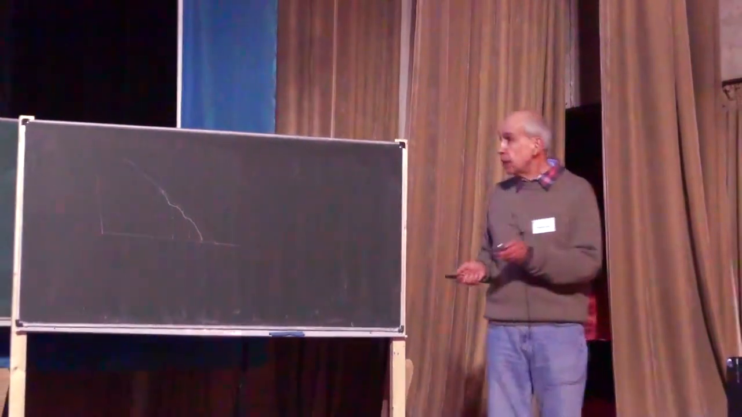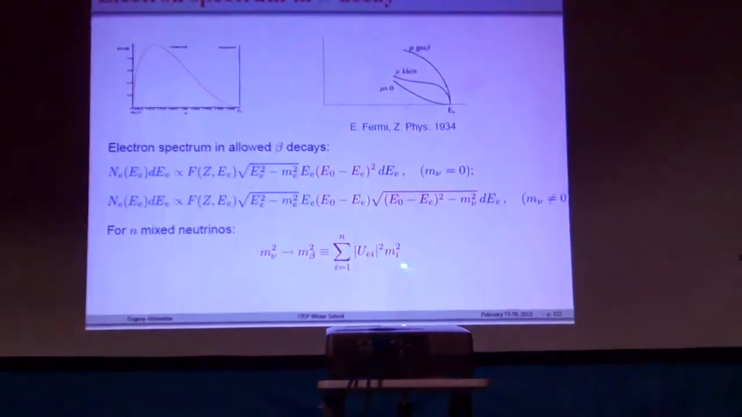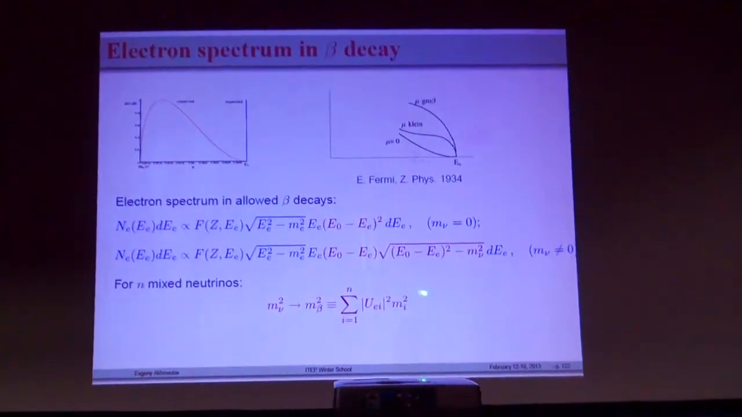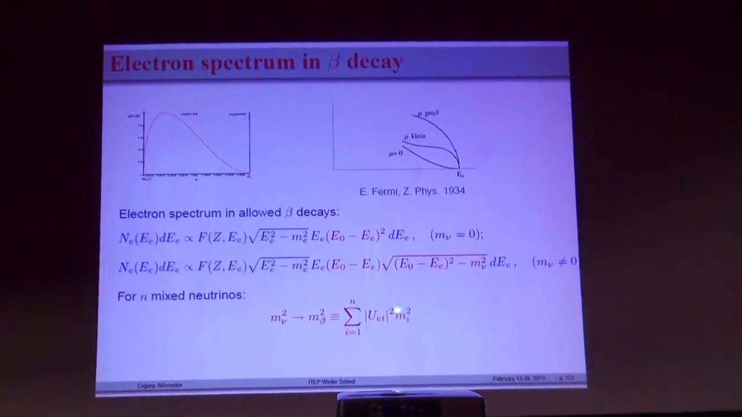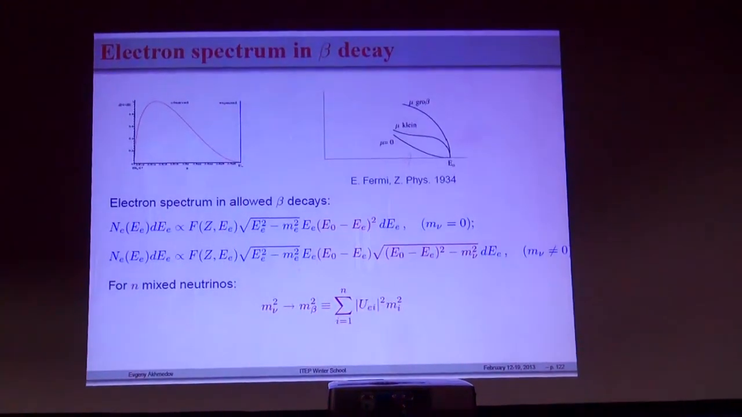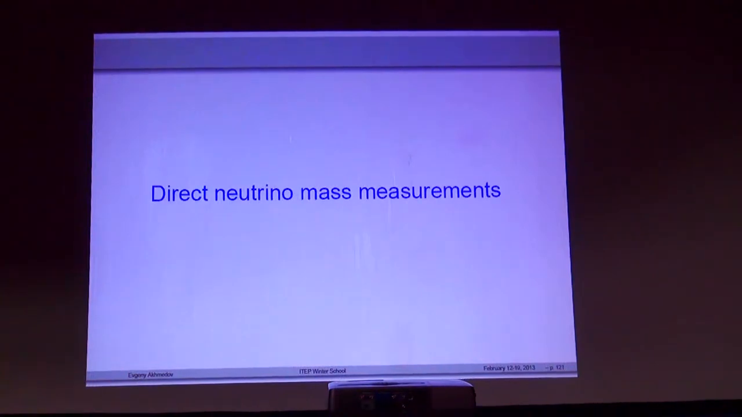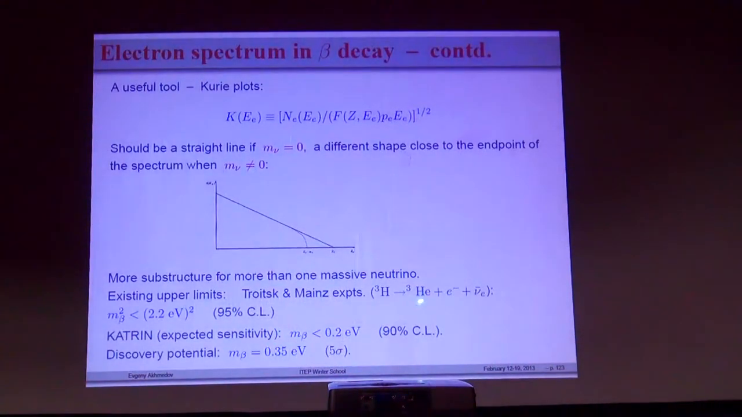What we measure instead is some effective mass, which is given by this formula. And it depends not only on the masses of all three neutrino species, but also on the elements of the mixing matrix. So in principle we can get some information about all these quantities from the experiment. The present upper limits are given here. That's from the Troitsk and Mainz experiments. The square of this effective mass is less than about 2.2 electron volt squared.